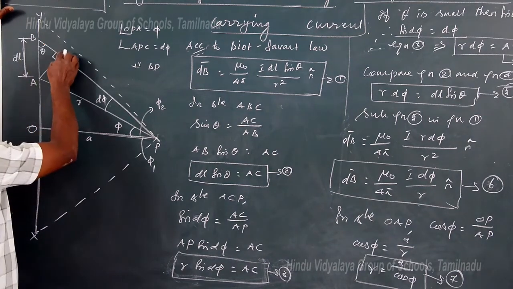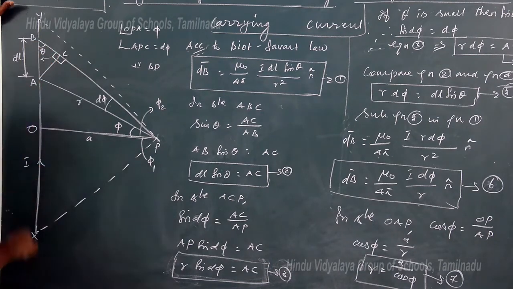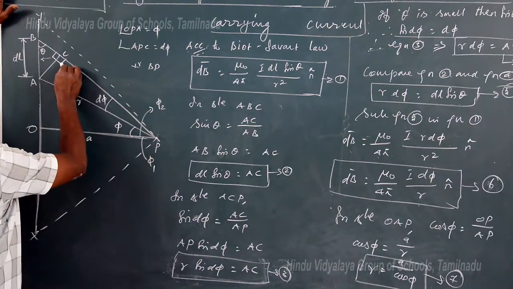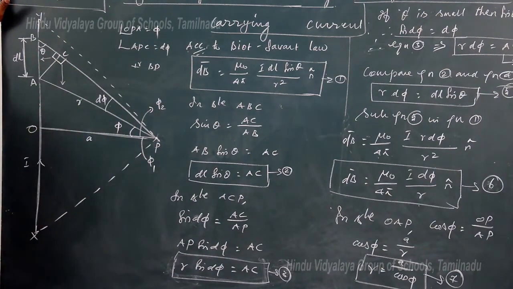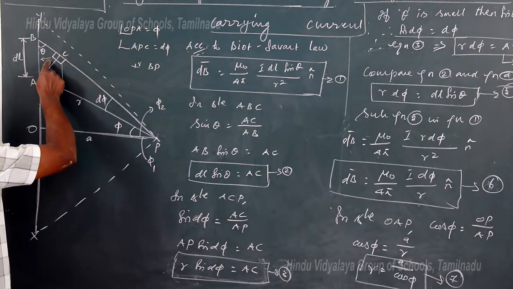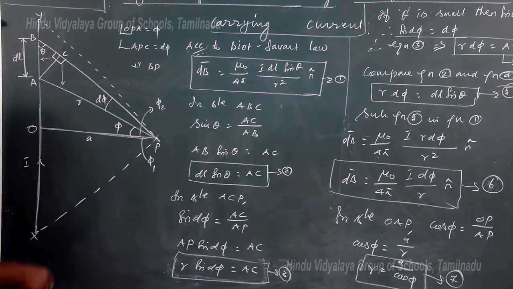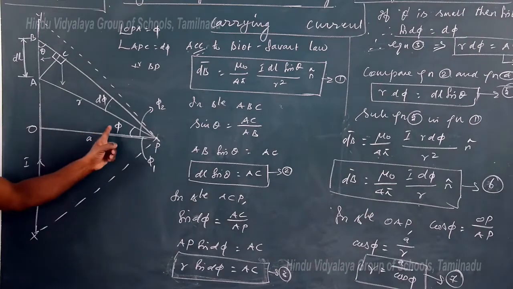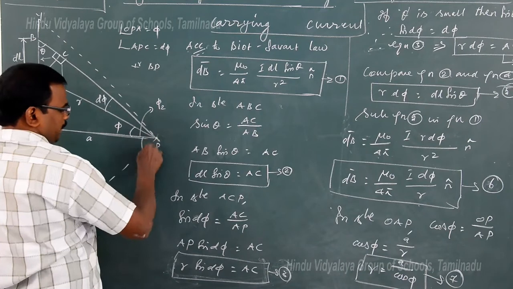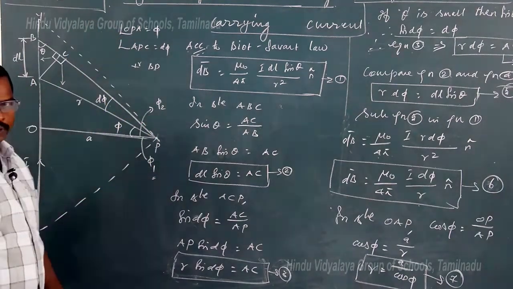Therefore, in this triangle ABC, opposite to 90 degrees is called what? Hypotenuse. And in this triangle APC, opposite to 90 degrees is called what? Hypotenuse. Since it is the normal line, this angle is 90 degrees. Therefore, this is a right angle triangle, and this is also a right angle triangle. Here the angle is φ. On the positive side and negative side, we take φ1 as the angle, and on this side φ2 is the angle.